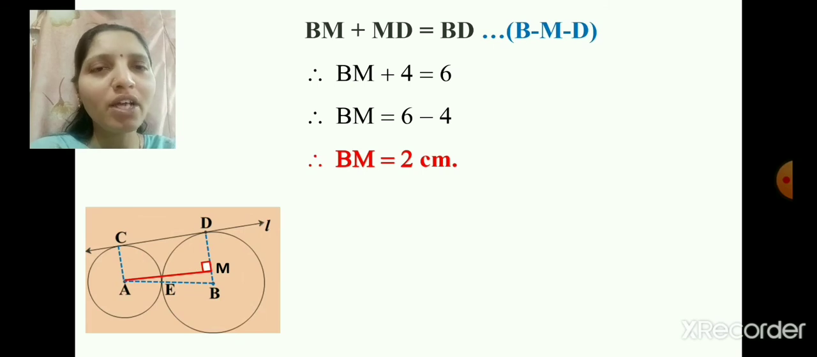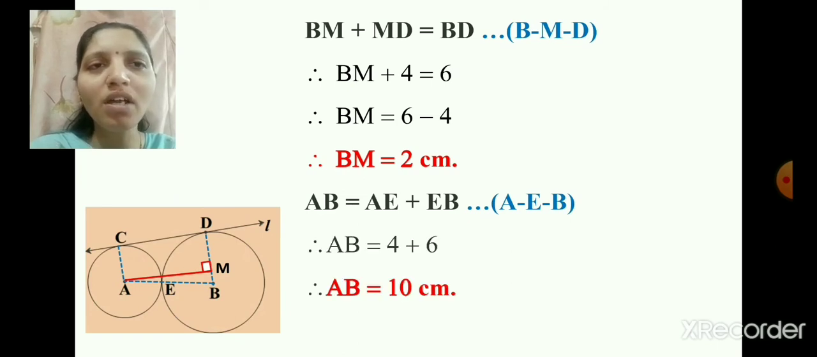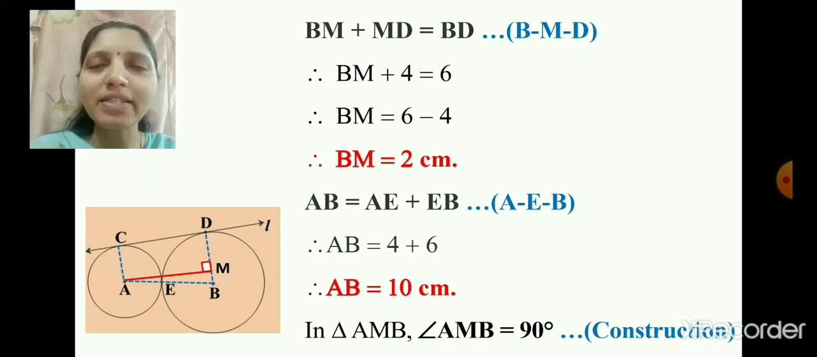Now let's try to find the value of AB. So how we get the value of AB? AE plus EB, because points A, E, B are collinear. So let's substitute the values here. AE is 4 and EB is 6. We know that it is given in the question. So therefore AB is equal to 10 centimeters.